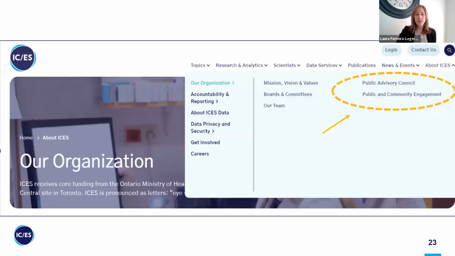As I get into some information on our ICS Public Advisory Council, I do want to direct you, either after this presentation, to take a look at the ICS website. We have two key pages here. We have our Public Advisory Council page, which will give you more information about our Public Advisory Council, and then we have our Public and Community Engagement page, which gives you more of that background I talked about at the beginning of the presentation and more insight into the work of our team.